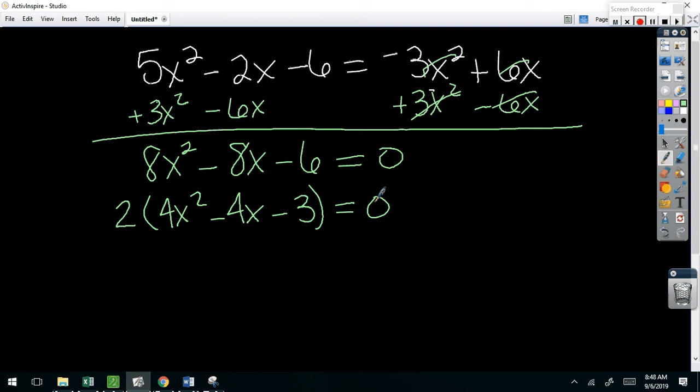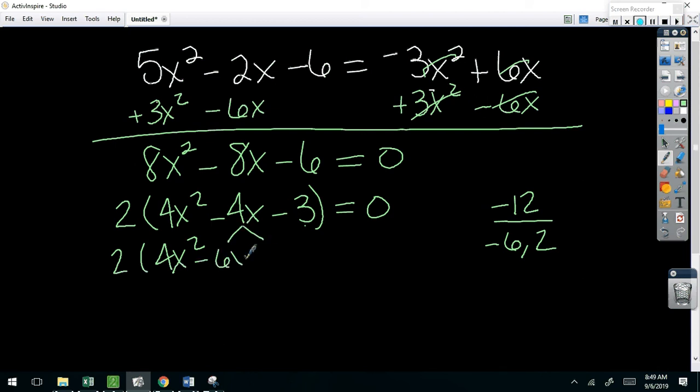All right. A is 4, B is -4, and C is -3, so I get -12. What multiplies to -12 but adds to -4? Which one's negative? -6, +2. Remember, if you do your negative first, it's going to make your life easier when you factor, okay? So I have 2, 4x squared, this is going to break down into -6x and +2x, -3.